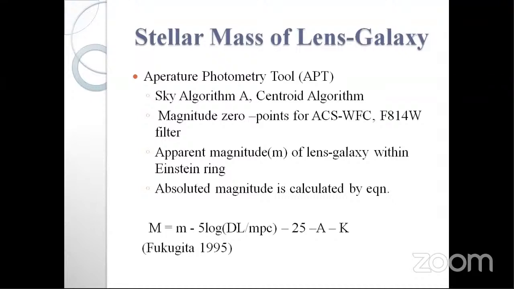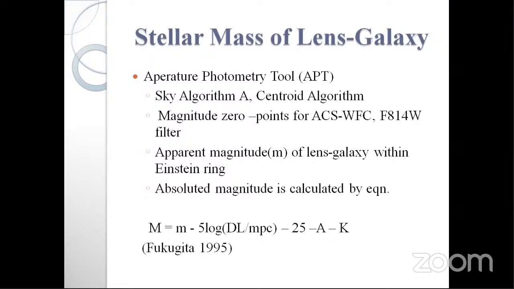Now, once we have this total mass, to know about the dark matter, we need to subtract the stellar mass from the total mass. Now, how to calculate the stellar mass? For this, we use another tool, that is the Aperture Photometry Tool. This is a wonderful tool to do the photometry, applying sky algorithm A.